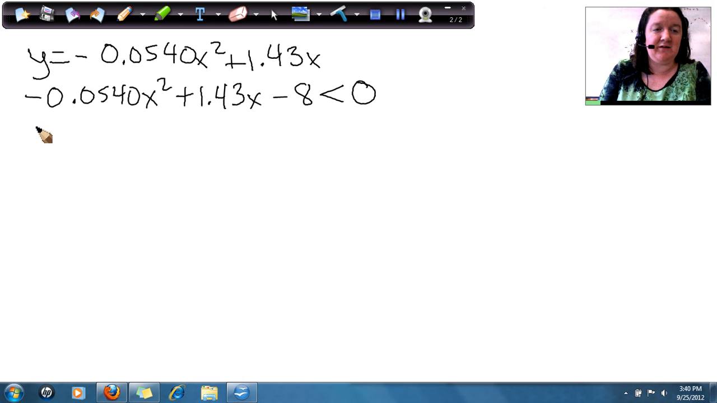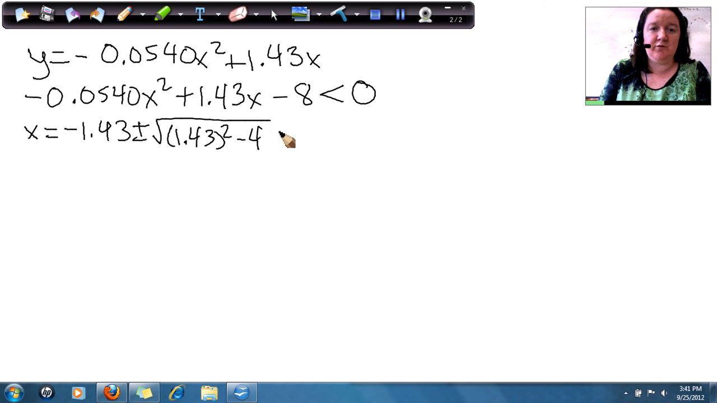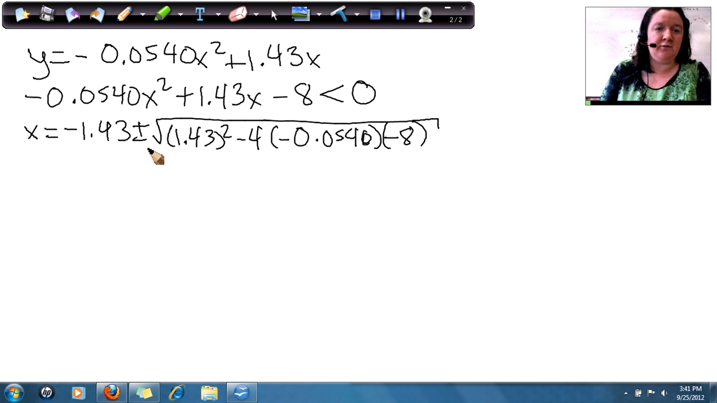So we know that x is going to equal negative b, so that's negative 1.43, plus or minus the square root of b squared, which is 1.43 squared, minus 4 times my a value, which is 0.0540, times my c value, so minus 4ac times negative 8. And that is all over 2 times my a value.